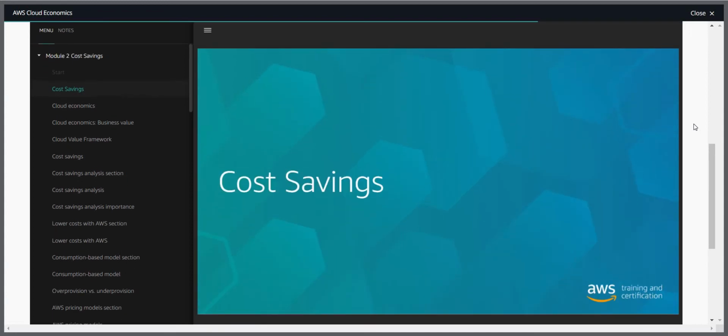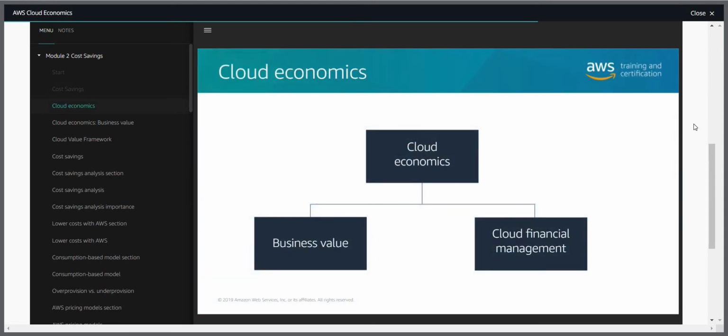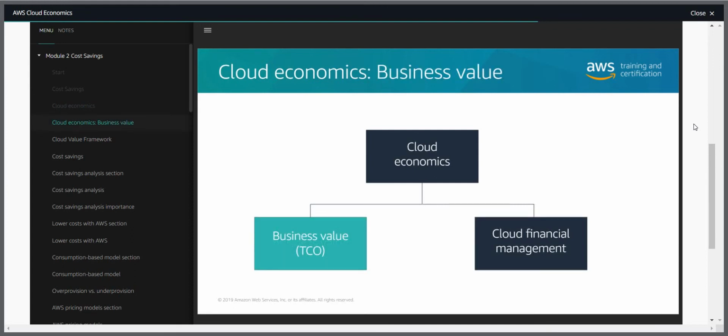This module explores the cost savings pillar of the Cloud Value Framework. As you learned in the Introduction to Business Value module, cloud economics focuses on both business value and cloud financial management. This module continues the business value discussion. Business value refers to the pre-sales discussion you have with your customers to help them understand the value of AWS, including how it will improve their business performance and their customers' experience.